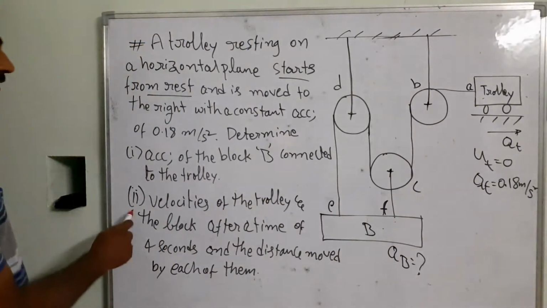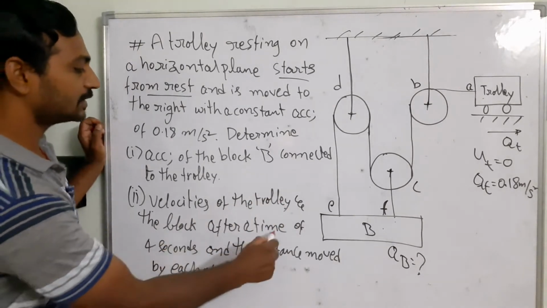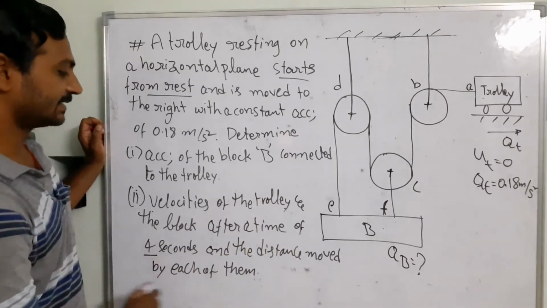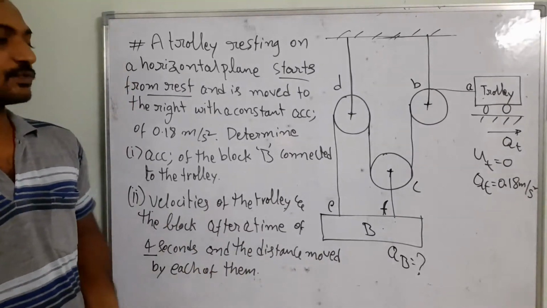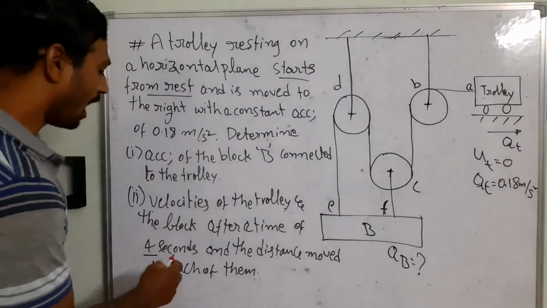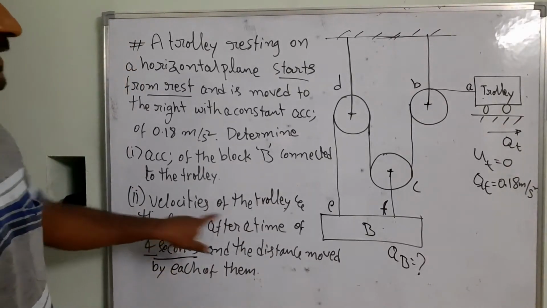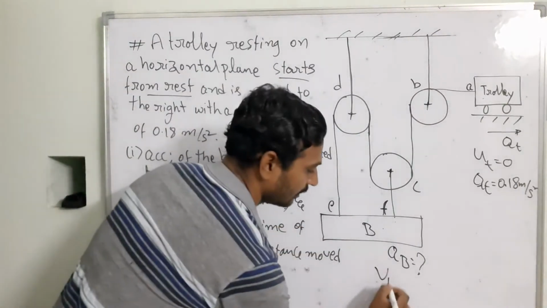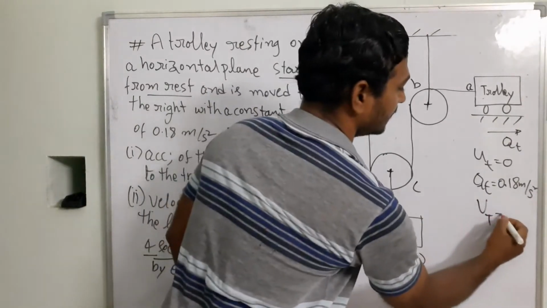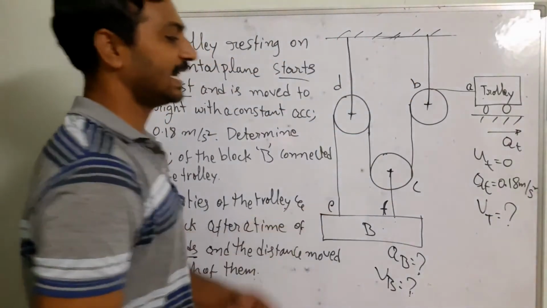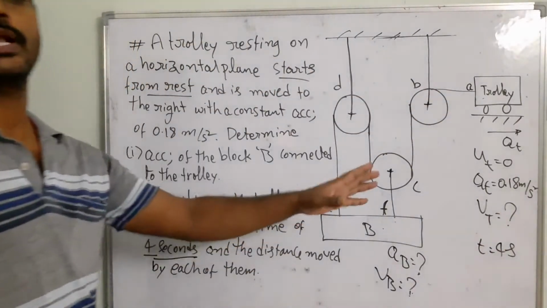In the second case, we need the velocities of the trolley and the block after a time of 4 seconds, and the distance moved by each of them. In this second case, what he has provided is the time of 4 seconds, after which we need to find out the velocities: VB is equal to how much, and similarly VT is equal to how much. This is the second case, when the time is equal to 4 seconds.